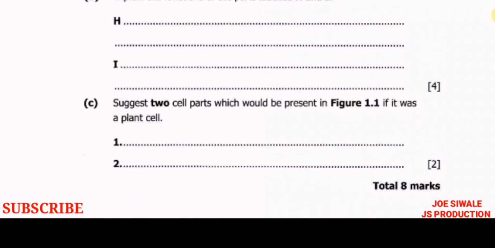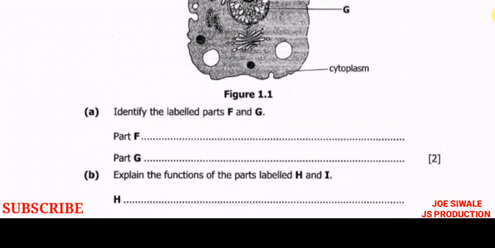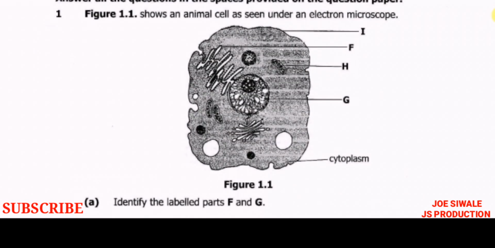Then question C reads, suggest two cell parts which would be present in figure 1.1 if it was a plant cell. So to identify these parts, I need to mention the two parts that are present in the plant cell which are not present in an animal cell. So the two parts can be the cell wall and the chloroplast. That's the two parts.